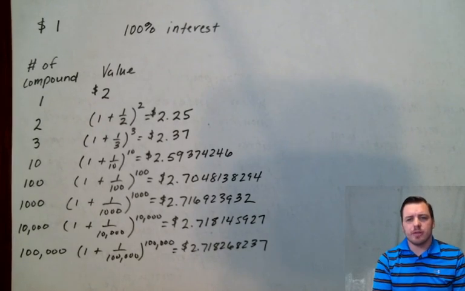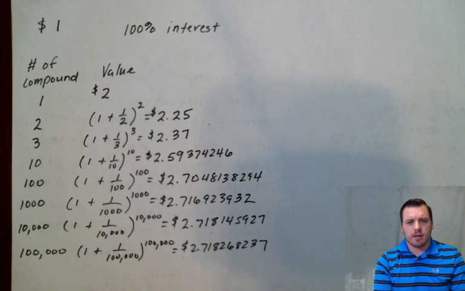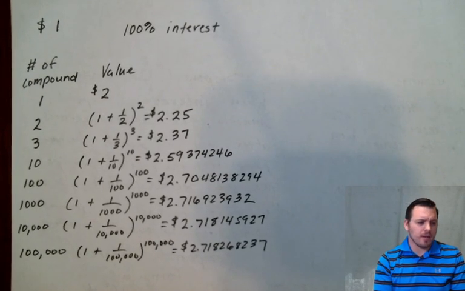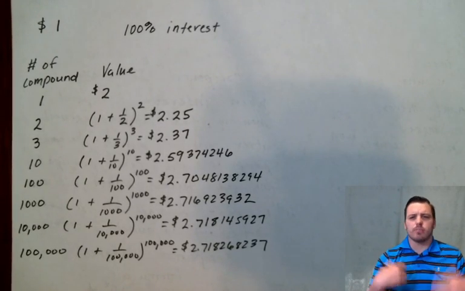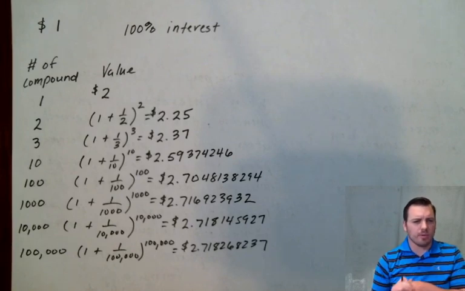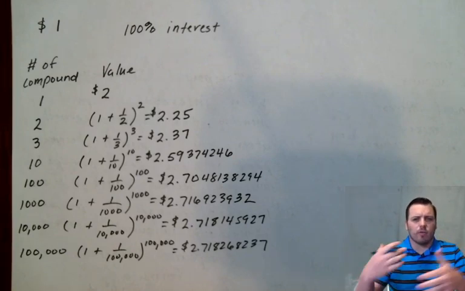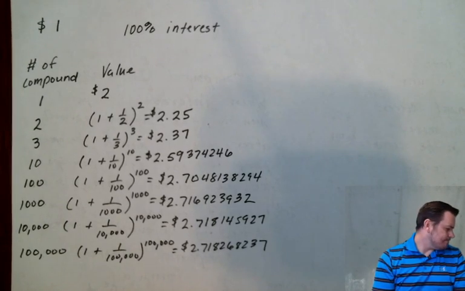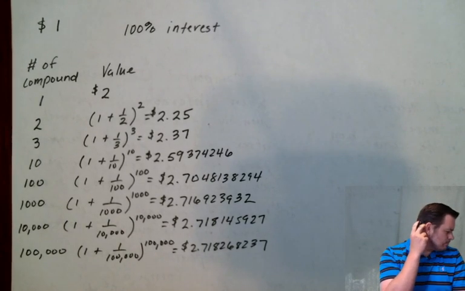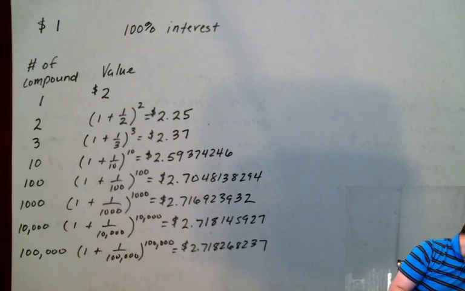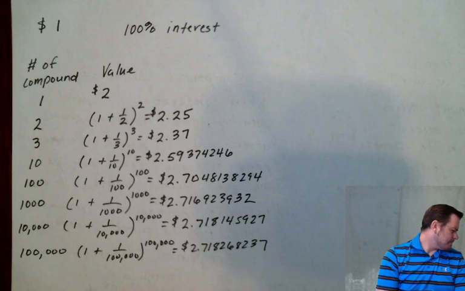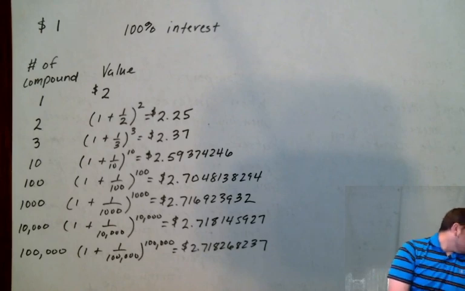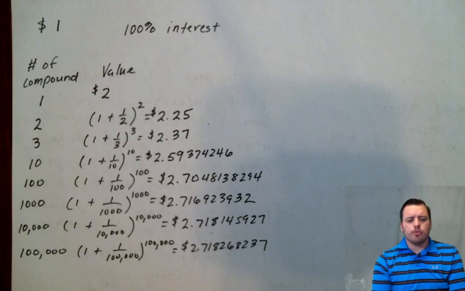I could even go to 1 million. I could go to 10 million. I could keep going on here. And what do we see that's happening? Someone type in the chat box. What number are we getting around? What's the number it's starting to hover around? Yeah, very good, guys. 2.7.